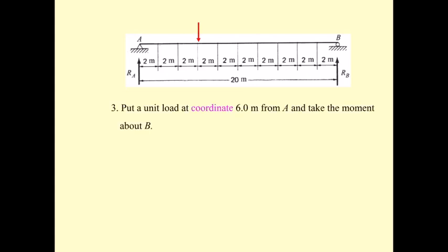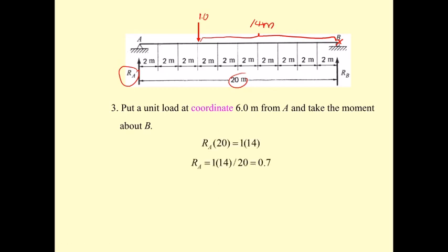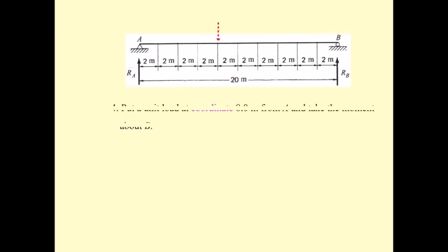Okay, and then you do it again. Take the moment at B. R sub A times 20 equals this 1.0 times 14 meters. And then you get R sub A of 0.7. And R sub B is 1 minus 0.7, so R sub B equals 0.3.